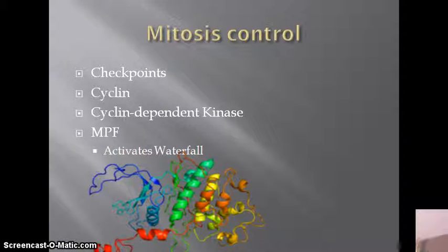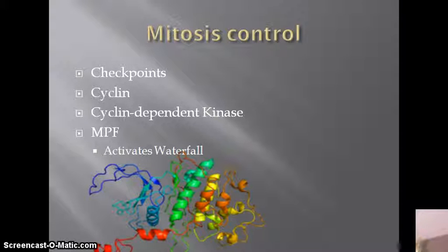So mitosis control. Obviously we need to regulate when our cells go through mitosis and when they don't. So there's checkpoints, which are stoplights. They say, okay, we can either keep going with this or no, abort, abandon ship, something's not right here. And then we can do that with cyclin.